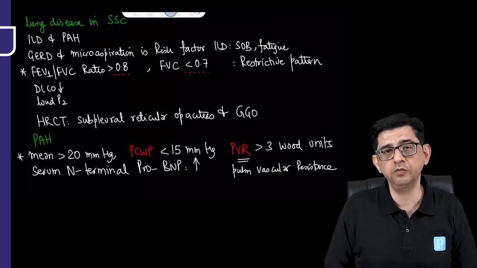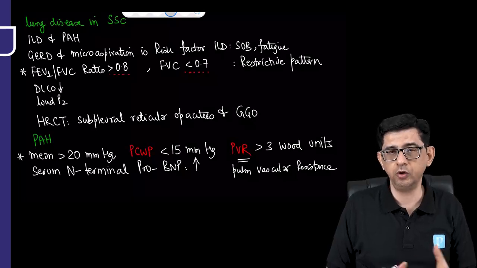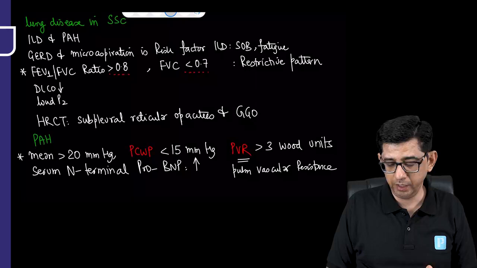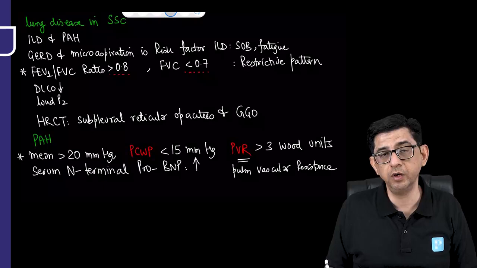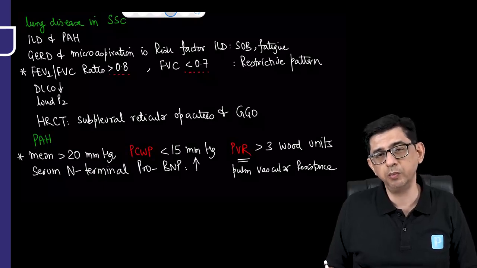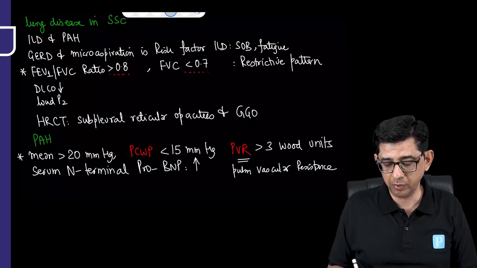So biomarker for heart failure, like we know TROP-I and TROP-T for myocardial infarction, it is N-terminal pro-BNP, that is B-type natriuretic peptide, which is elevated, because ultimately, if there's going to be pulmonary artery hypertension, the right side of the heart would be affected.